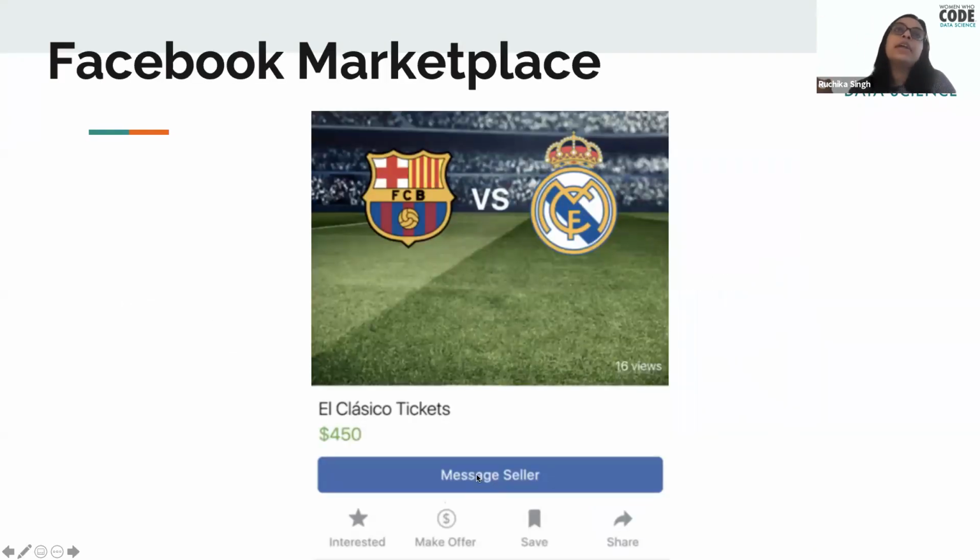Now we have the marketplace where people are trying to buy and sell things. Obviously, everybody writes text in their post about what they want to sell, what they want to buy, and how much they want to pay for it. So again, this is another way of helping communities engage and transact among themselves using NLP.